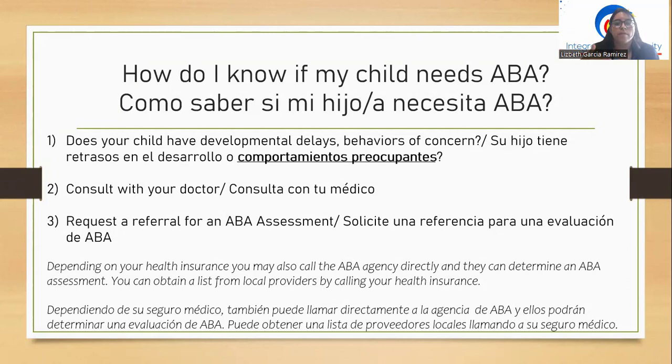So we really recommend families call multiple agencies to see if one agency can take them in the fastest, or maybe they just conduct the assessment. While they're conducting the assessment, after you're approved, you can wait for an agency to start the services. But I always say, consult with your doctor, write down all your questions or concerns about your child, and then make sure you request that ABA assessment or evaluation.